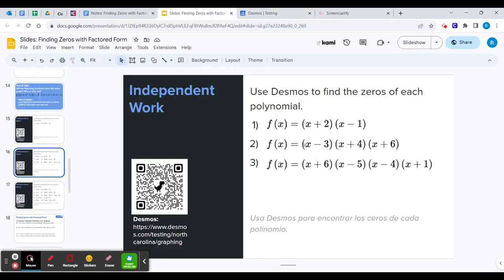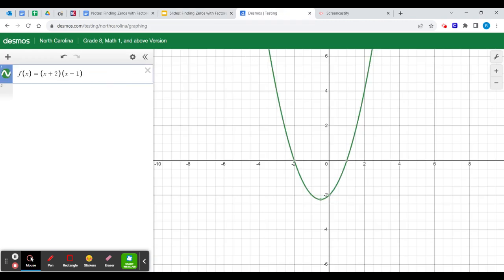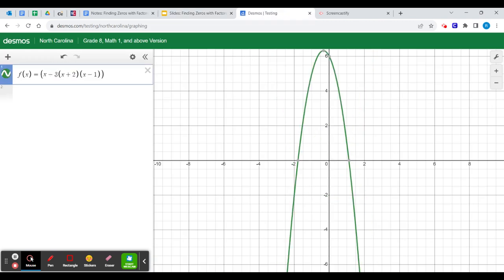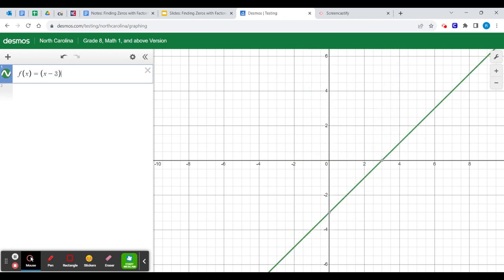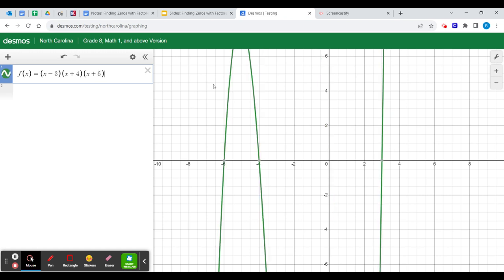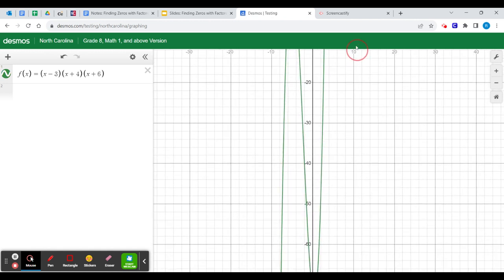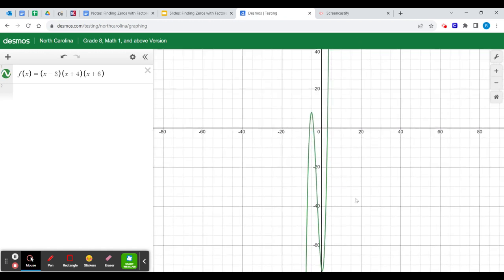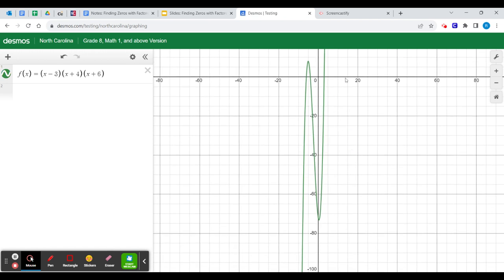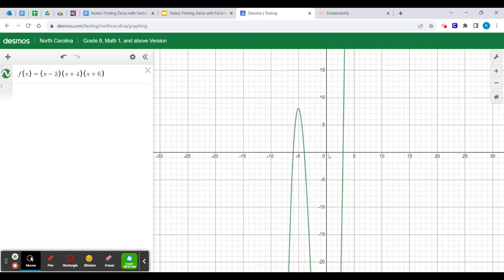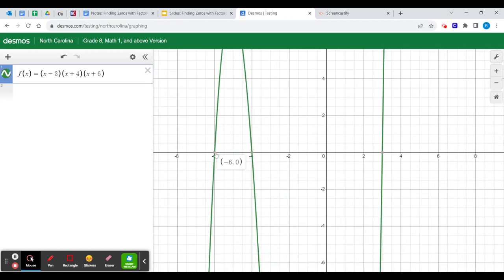Now if we build on this and find two more equations, x minus 3, x plus 4, x plus 6, we're just going to do this next one here. x minus 3, x plus 4, x plus 6. Okay. We might need to zoom out a little bit here to see our full graph. Wow, it really goes down far. But if we're looking for the zeros, all we're looking for is those x-intercepts, right? So we can zoom in and see my graph hits negative 6, negative 4, and 3.